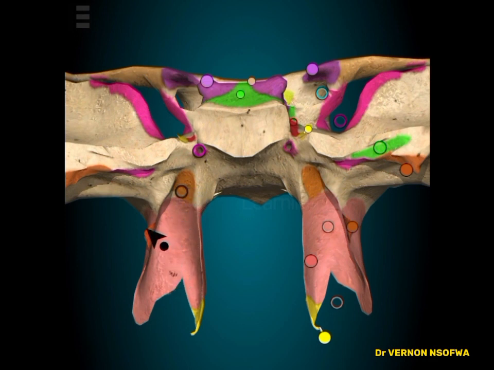So we have the pterygospinous process. We have the hamulus, which you can see there, the pterygoid hamulus. And then we also have the pterygoid fossa. We have the medial plate and the lateral plate. So those are the parts of the sphenoid bone.